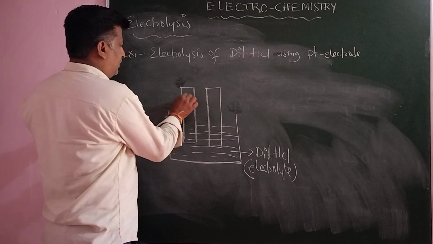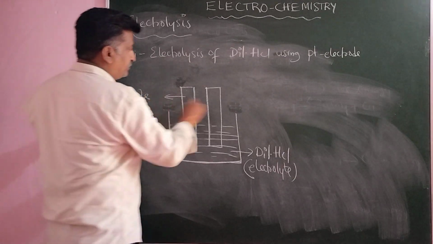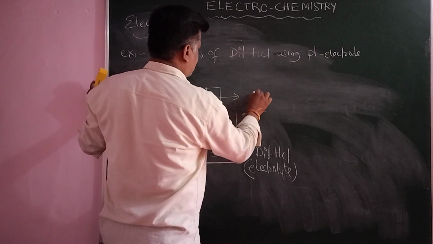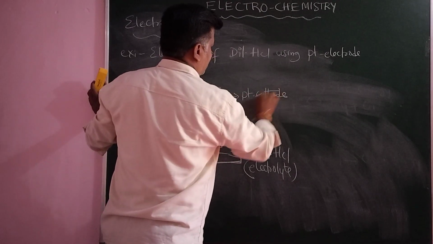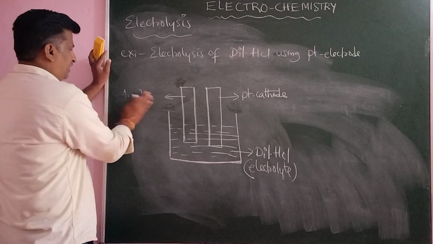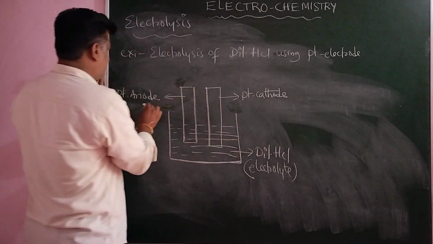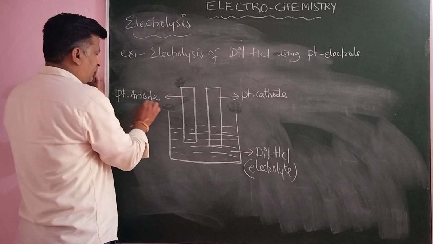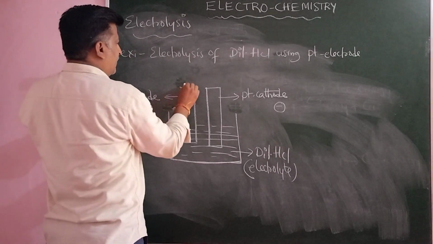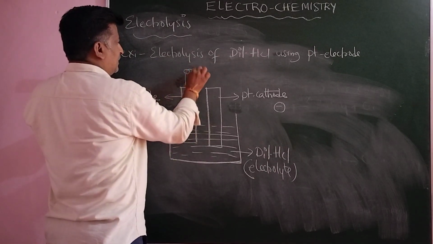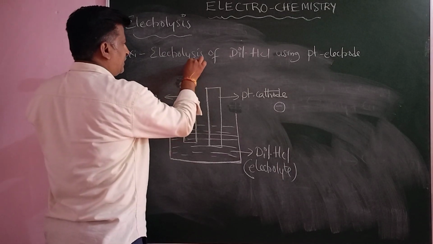And these two metal electrodes we have taken. One metal electrode will be acting as an anode, and the other one as a cathode. What electrode we have taken? Platinum. So this is platinum anode, this is platinum cathode. So anode will be having a positive charge and cathode will be having a negative charge. Here the anode will be having a positive charge since it is connected to the positive terminal of the battery.